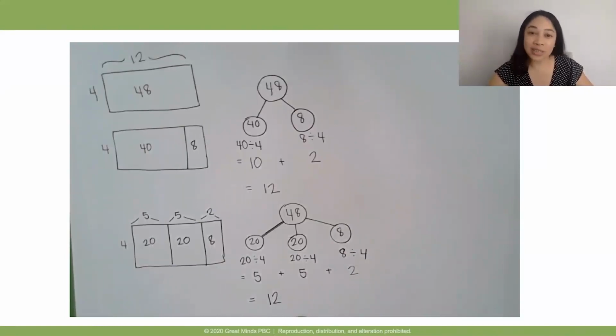Even though we partition in different ways, we still get the same correct side length of 12 units because we're starting with the same amount of area, 48 square units. We're just chopping it up differently. The sum of the lengths is still the same as the whole length.